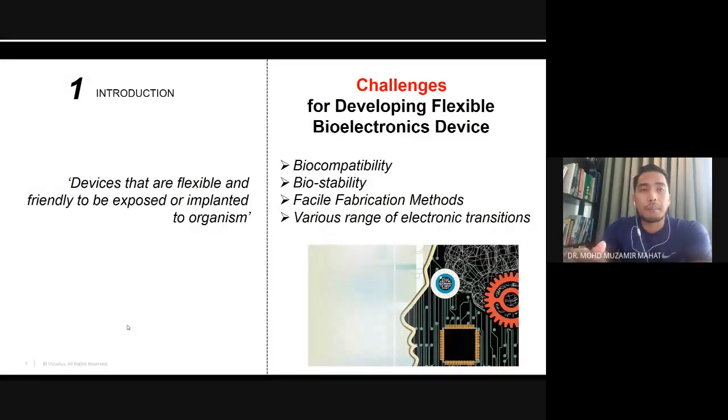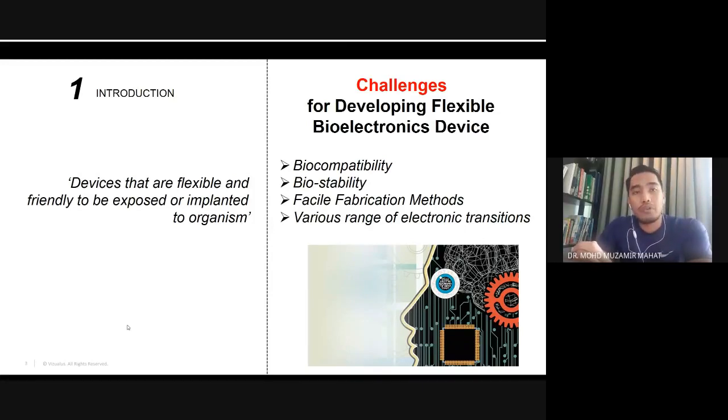This includes biocompatibility. It means how the material behaves as a non-toxic element to the body, to the human or any organism. Secondly is biostability. Biostability means how the material will stay functional once we have implanted it or put it on our body. Number 3 is the facile fabrication methods. How feasible the method is, or what we call how easy it is for us to prepare and fabricate the devices.